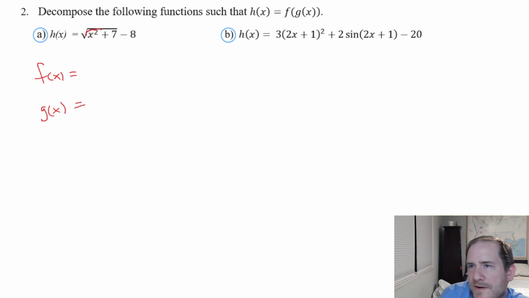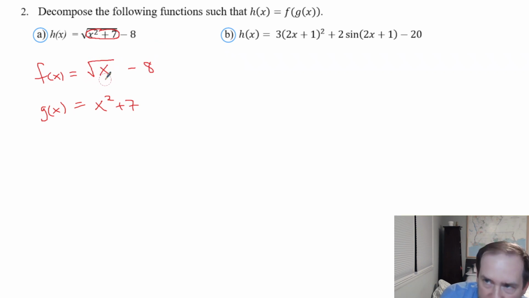I certainly see an inner function here. The stuff under the radical makes a good inner function. So I'd let this be x squared plus 7. Then the outer function would be the radical minus 8. And just make sure you put plain old x under the radical as a placeholder for where g of x would substitute in. But that's it. This is one possible decomposition.